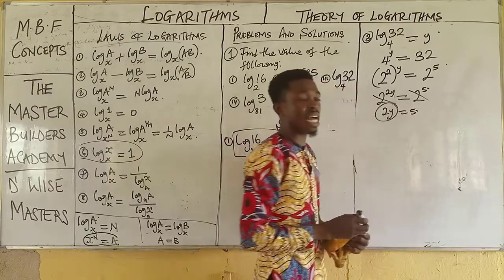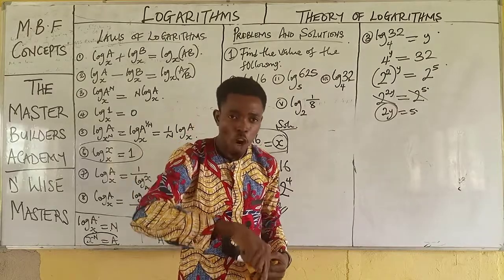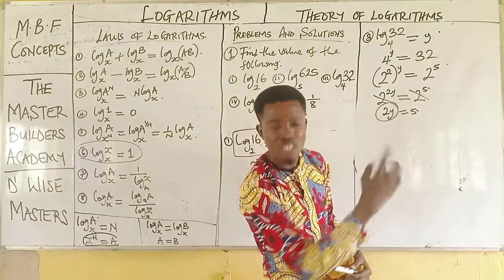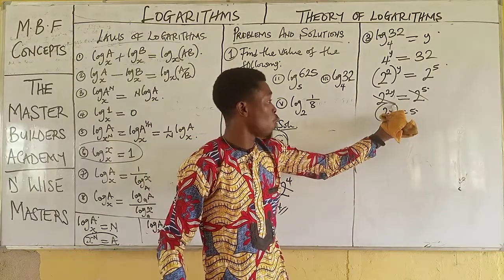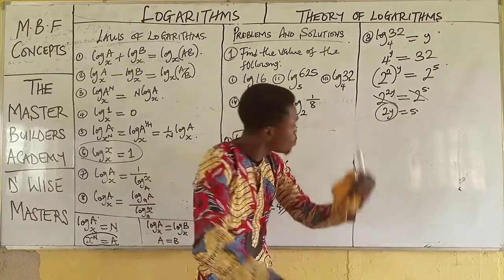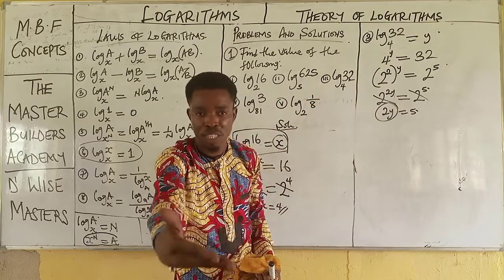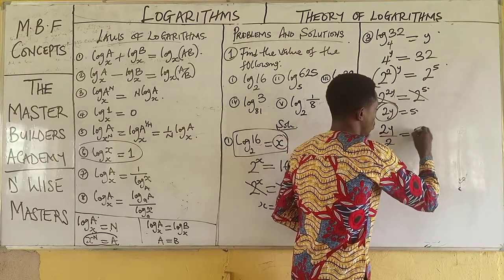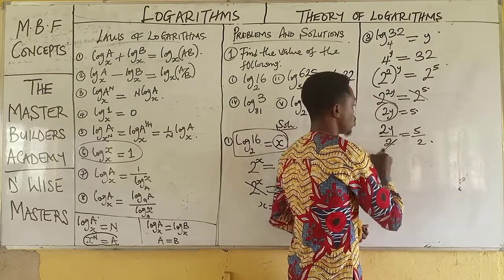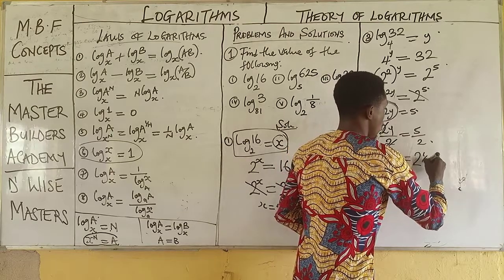Now we cannot leave our answer here, because anytime you are looking for an unknown, you must ensure that the coefficient of that unknown is 1, and the power is equally 1. Now the power is already 1, but the coefficient is not 1. What must we do to make the coefficient 1? We simply divide both sides by 2. We have 2y over 2 is equal to 5 over 2. 2 divided by 2 is 1. We have y is equal to 2 whole number 1 over 2.